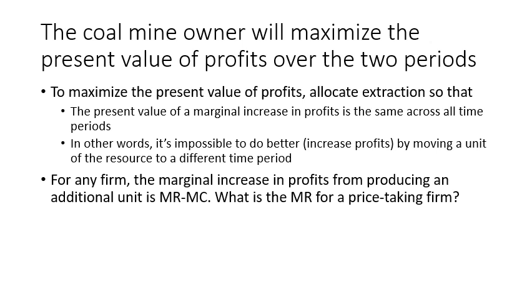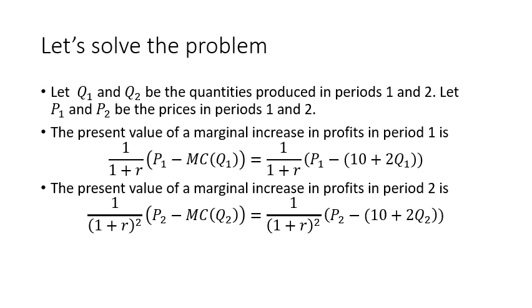For any firm, the marginal increase in profits from producing an additional unit is marginal revenue minus marginal cost. So what is the marginal revenue for a price-taking firm? Let's solve the problem. Let Q1 and Q2 be the quantities produced in periods 1 and 2, and let P1 and P2 be the prices in periods 1 and 2. The present value of a marginal increase in profits in period 1 is 1 over 1 plus R, where R is the discount rate, times P1 minus the marginal cost at Q1.